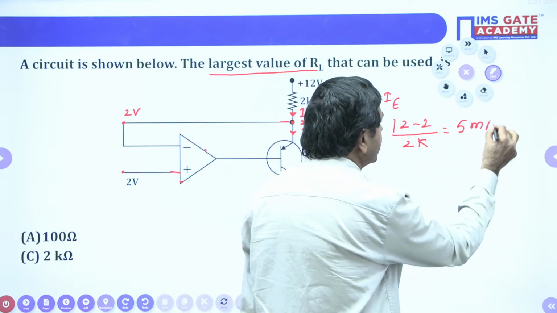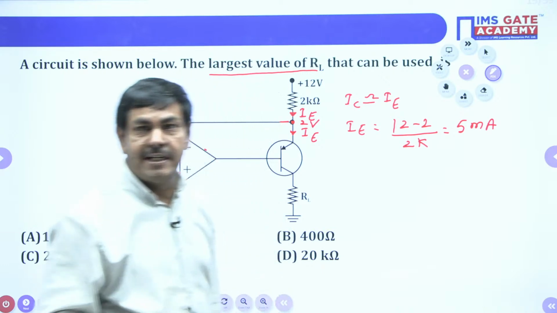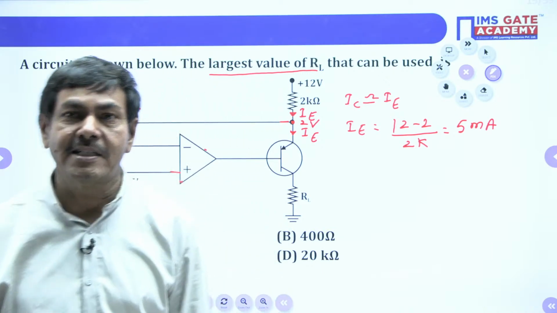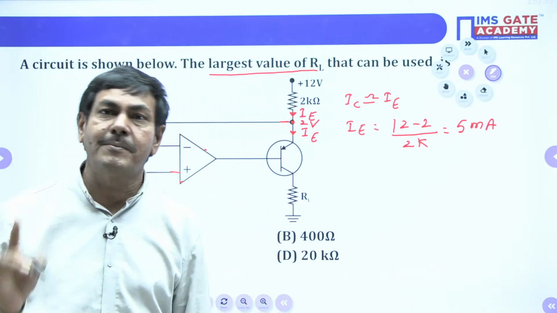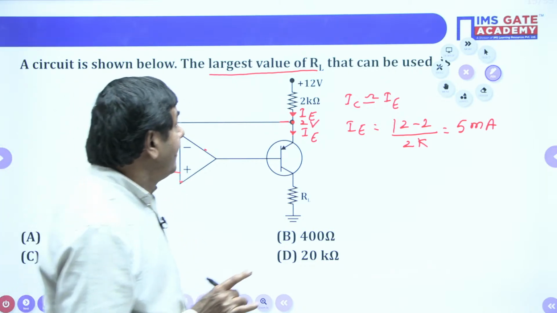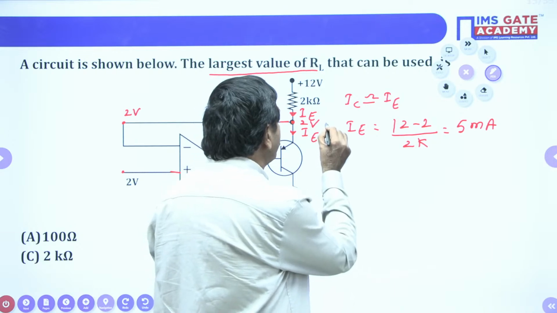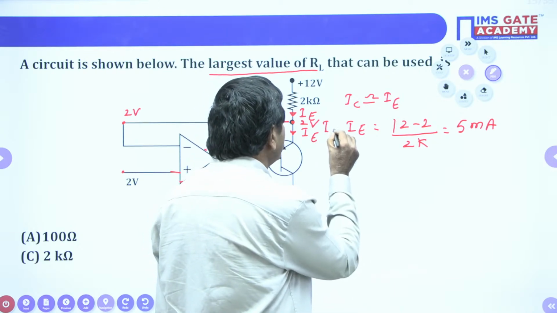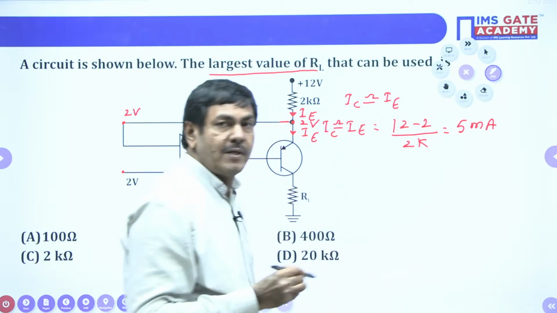5 milliamperes. Yes, you gave the 5 milliamperes. 100% perfect now. Yes, one student, Herculean, gave the 5 milliamperes. 100% perfect. 5 milliamperes we got. But these IE and IC are approximately equal, I said. Those two are approximately equal.